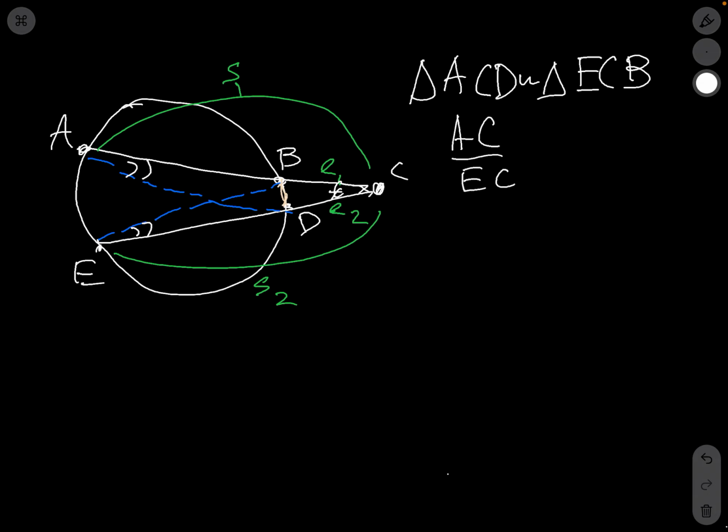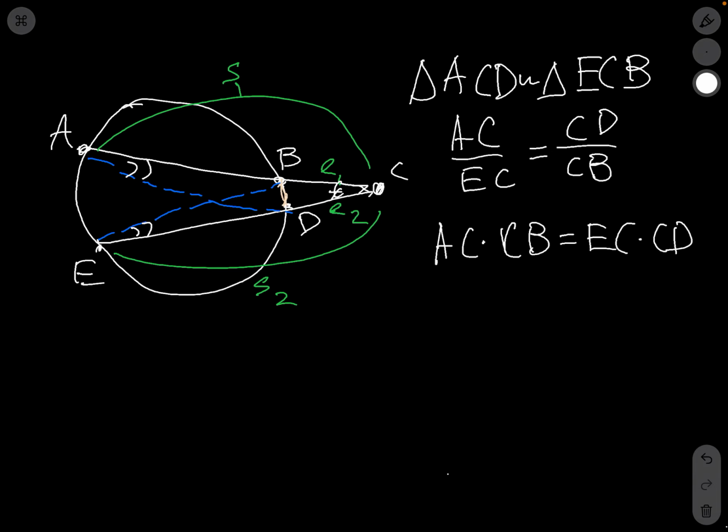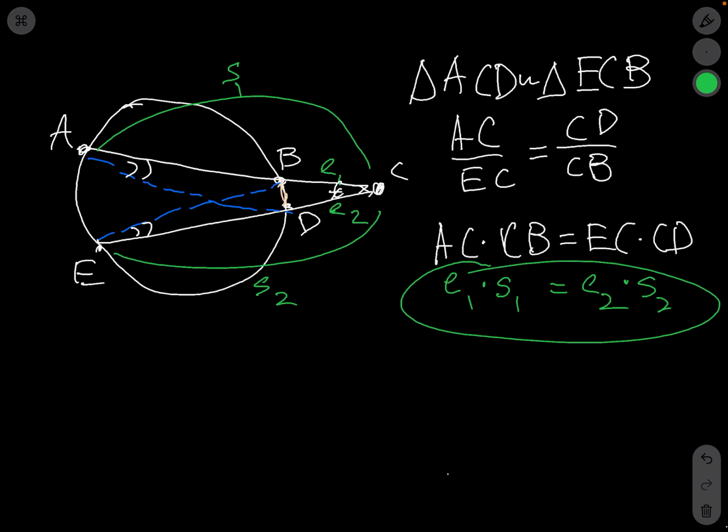And now we can say AC over EC is equal to CD over CB, because corresponding sides of similar triangles are proportional, and then we can say AC times CB is equal to EC times CD, because in a proportion the product of the means equals the product of the extremes. And then we can just substitute for what we said they were earlier. So AC we have here as S1, CB we have as E1, EC we have as S2, and CD we have as E2. And this is the secant-secant power theorem that I mentioned earlier.